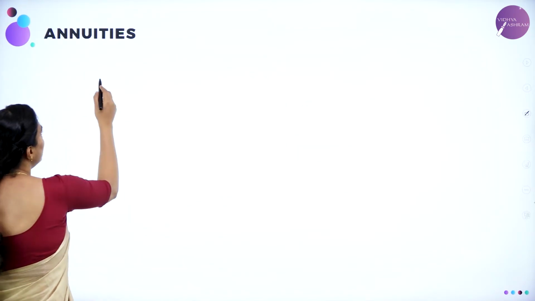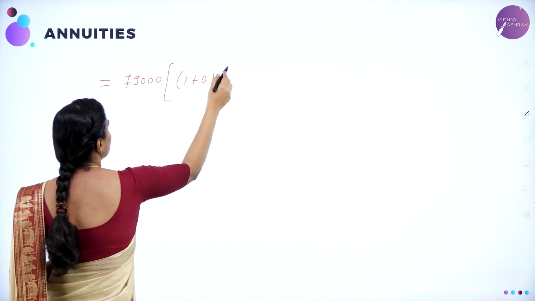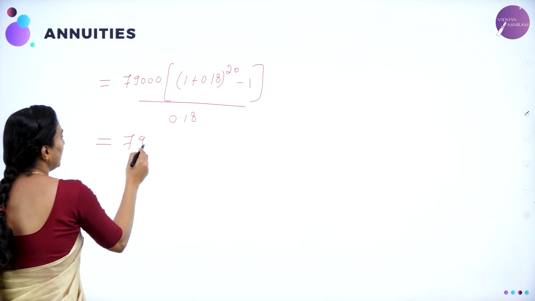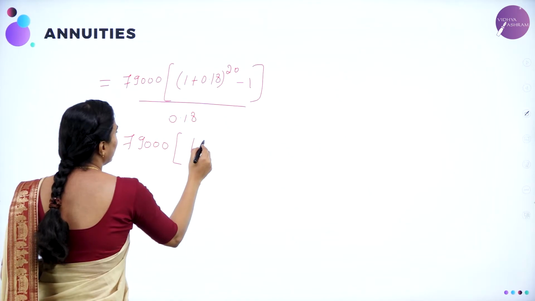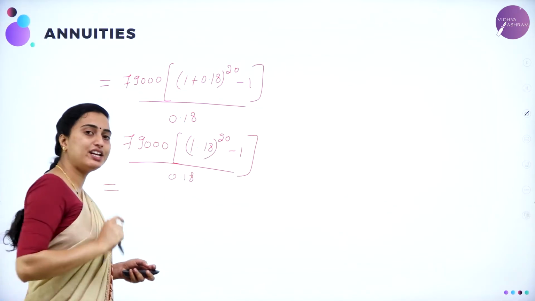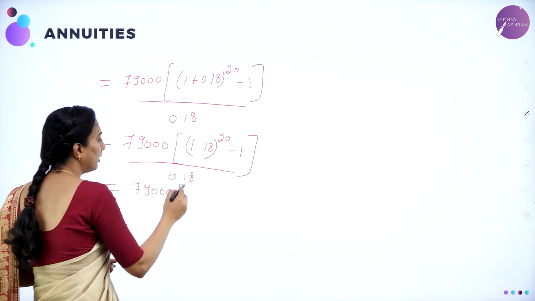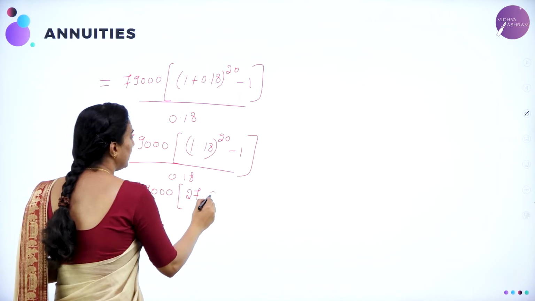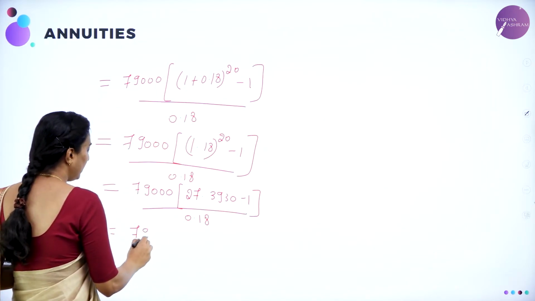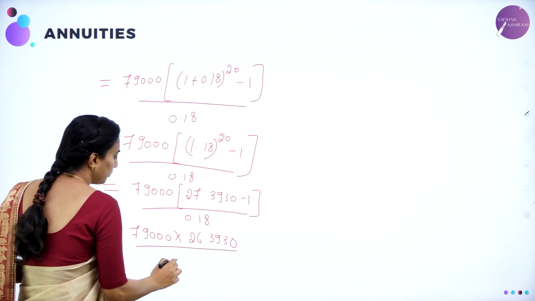Now let us substitute the values here, which will be equal to 79,000 into (1 plus 0.18) whole to the power of 20 minus 1, divided by 0.18. After doing the calculation of the inside bracket, you get 1.18 whole to the power of 20 minus 1 divided by 0.18. 1.18 to the power of 20 is 27.3930, so 79,000 into 27.3930 minus 1 divided by 0.18. Now this is equal to 79,000 into 26.3930, because we are doing minus 1, divided by 0.18.